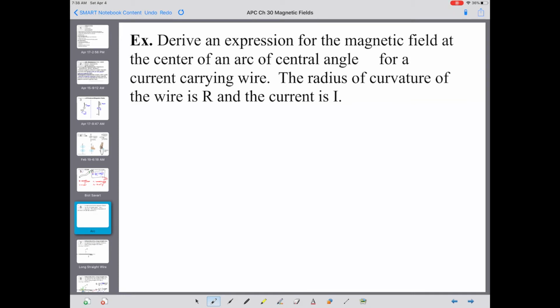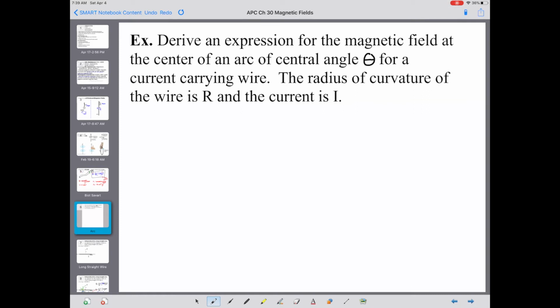So let's consider a configuration of a current. We want to derive an expression for the magnetic field at the center of an arc of central angle theta for a current carrying wire. The radius of curvature of the wire is r, and the current is I.